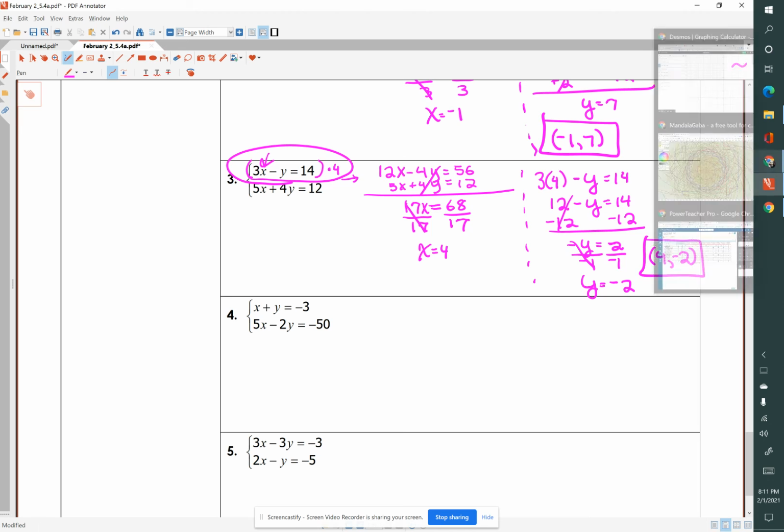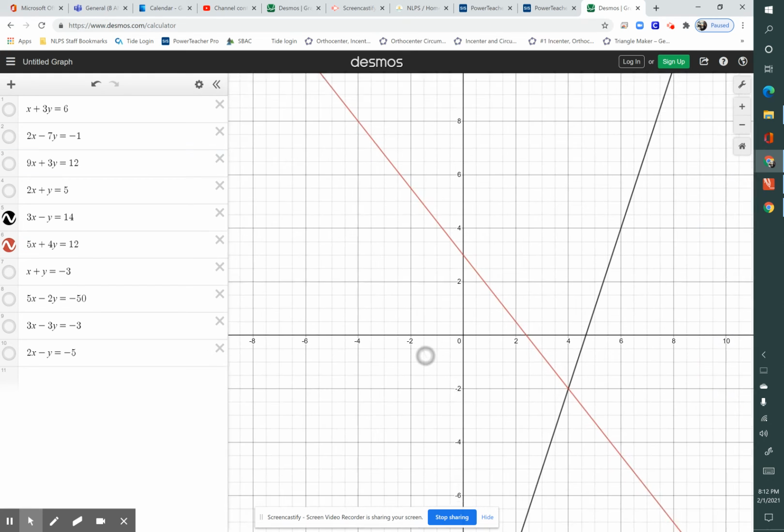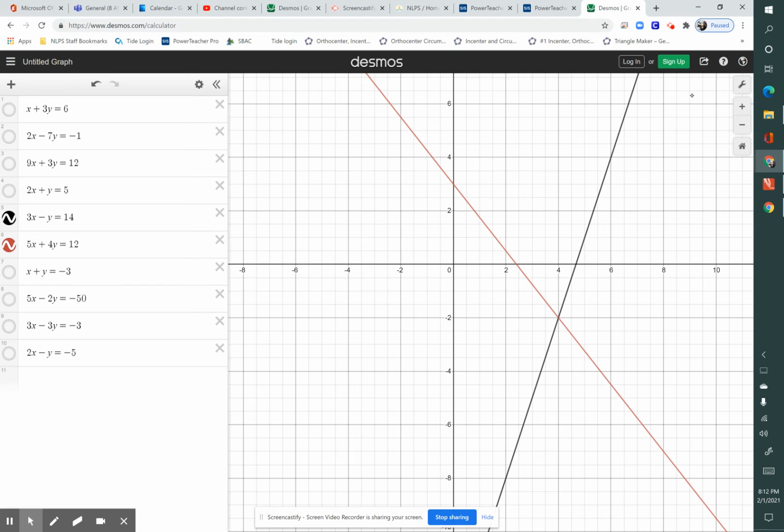And let's take a look at the graph. So 3x minus y equals 14, and 5x plus 4y equals 12. Let's pull it up. And as you can see, the solution to the system is 4, negative 2.